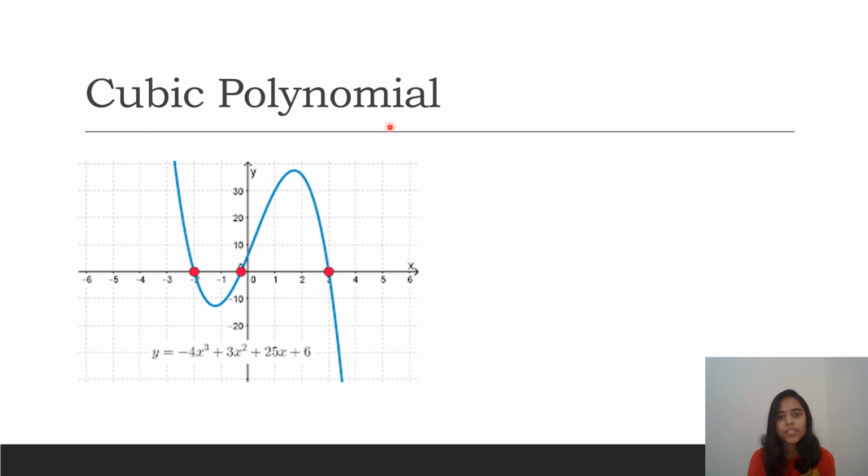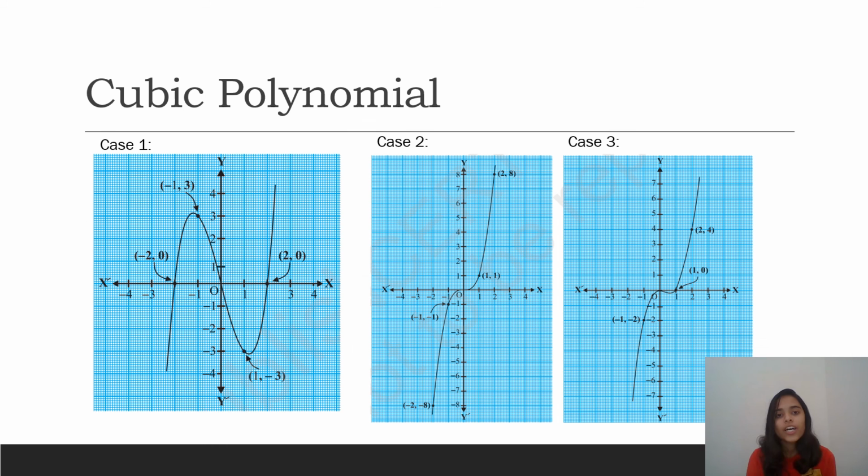Coming to cubic polynomial, the curve of this polynomial is this, and it cuts the x-axis at 1, 2 and 3 points. So there are 3 zeros of this cubic polynomial. Again in this there can be 3 cases. First case, it cuts at 3 points. Second case, it cuts at only 1 point, that is the origin here, and here it cuts at 2 different points. So we can conclude from this that at most a cubic polynomial can have 3 zeros.